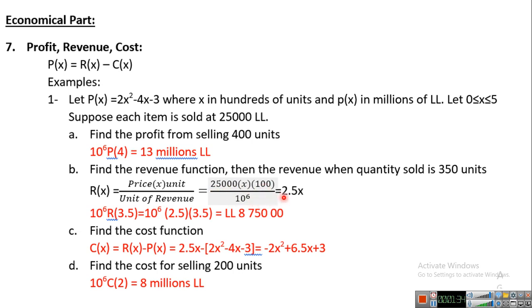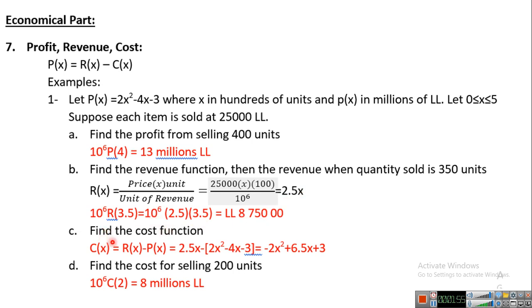So this is 2.5x. Now they want the revenue for 350 units. Since the profit, revenue, and cost are in millions, you do million R of 3.5. So you replace x here by 3.5, and with the million you have this answer.